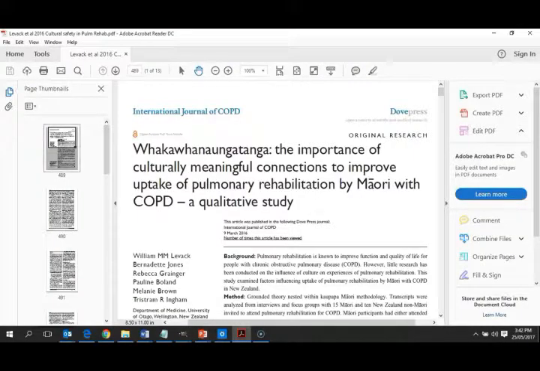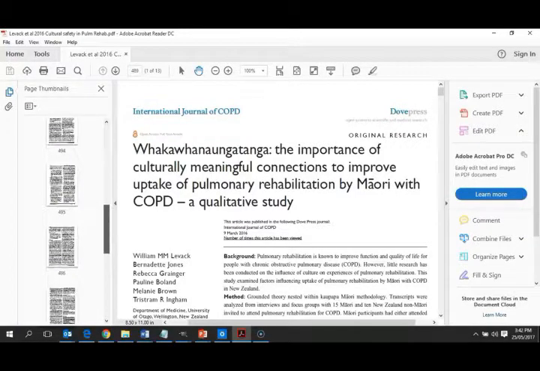So here's an example of a paper that I published last year with my colleagues, reporting on some qualitative research exploring cultural issues around the barriers and facilitators for Māori people accessing pulmonary rehabilitation, which is an exercise and education program for people with chronic lung disease.